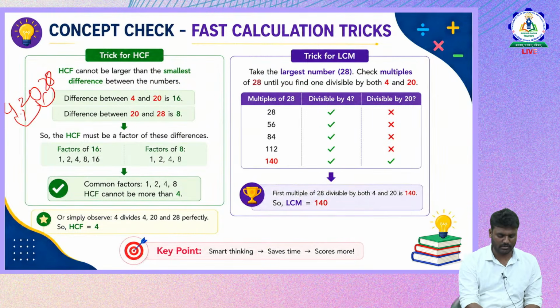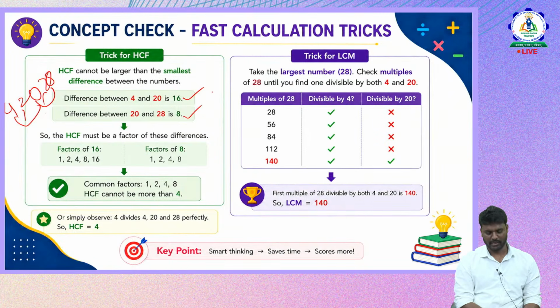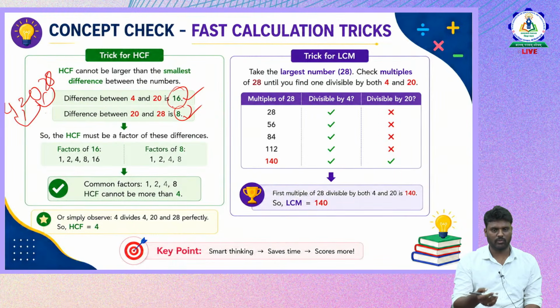When you take the difference of 4 and 20, we get 16, and when you take the difference of 20 and 28, we get 8. So now the HCF must be a factor of these differences, 16 and 8. HCF should always be a factor of these differences. Now let us see the factors of 16 and the factors of 8. That means we are simplifying the problem here.